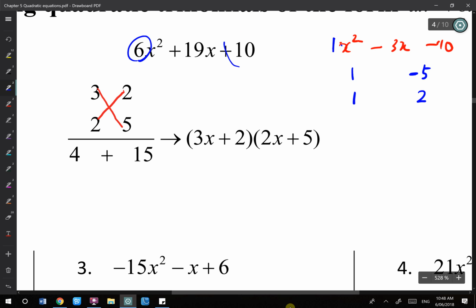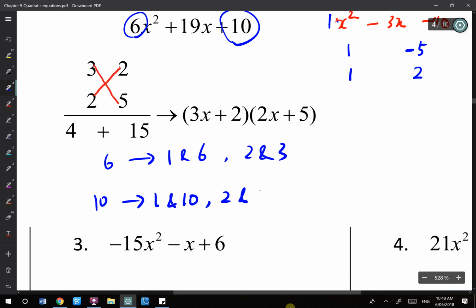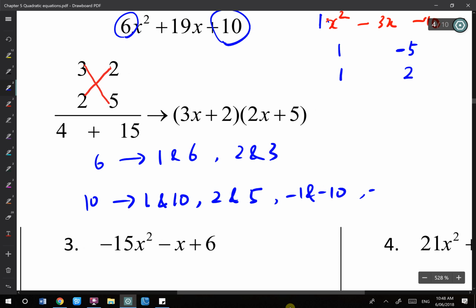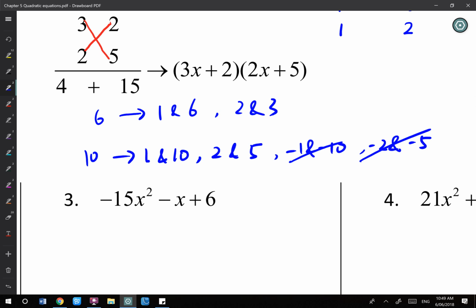And then we think about 10. 10 can make 1 and 10, 2 and 5, and negative -1, -10, -2, -5. Because I need a positive 19, it's not going to be the negative ones. The negatives would make two negatives and the answer would be negative. So what we have is 1, 6, 2, 3, 1, 10, and 2, 5. Those combinations.